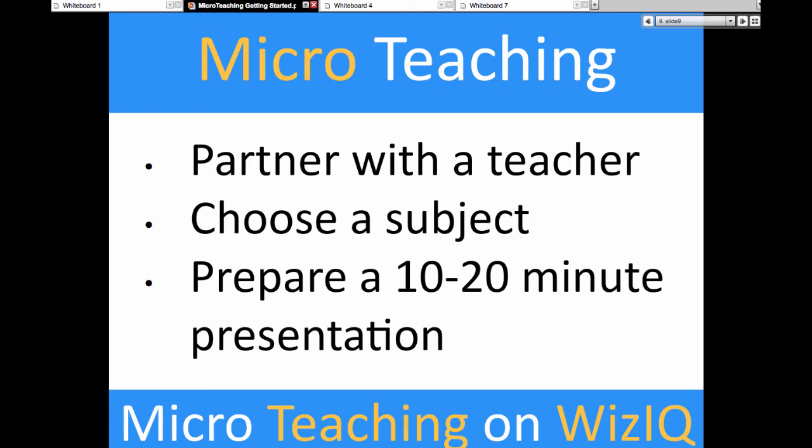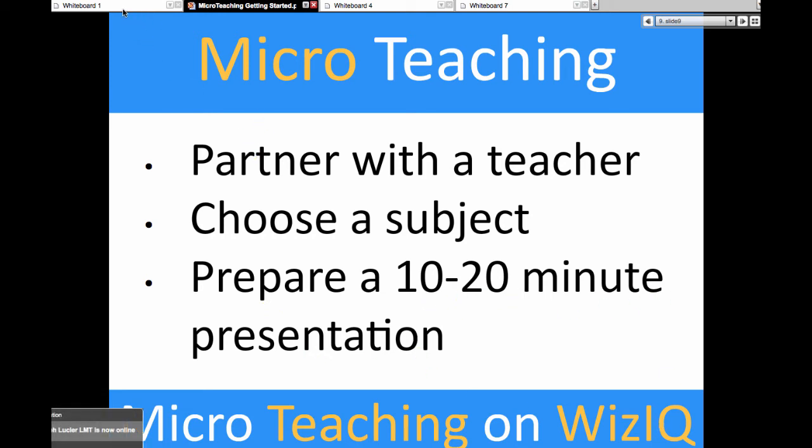So what topics have you chosen? Soft skills training. You could choose anything, but the point is you have to come to a consensus with the teacher you're going to teach with, your pair. All right, so that might take a bit of work. Feel free to use the chat to get a partner there. And then you prepare a 10 to 20 minute presentation.